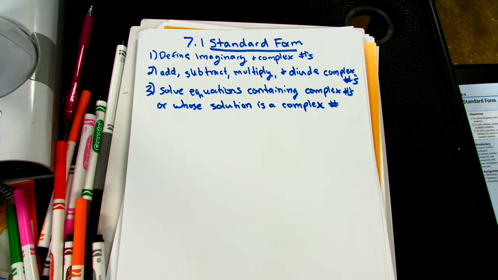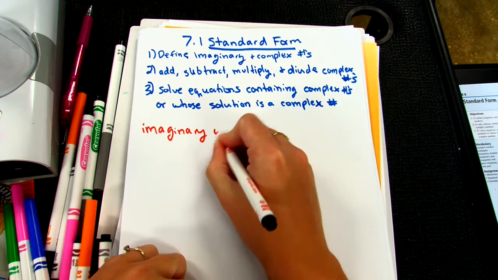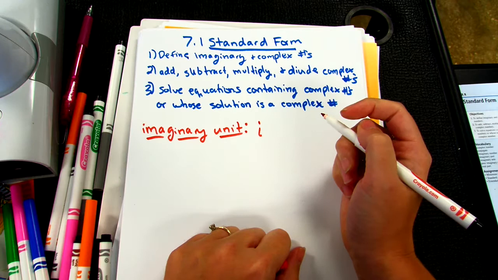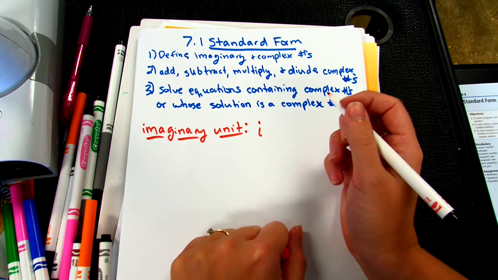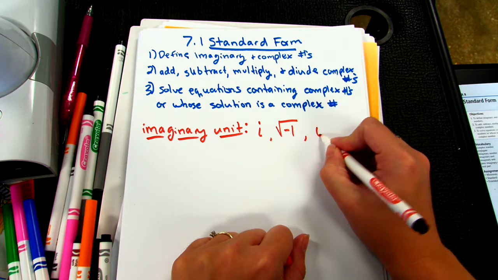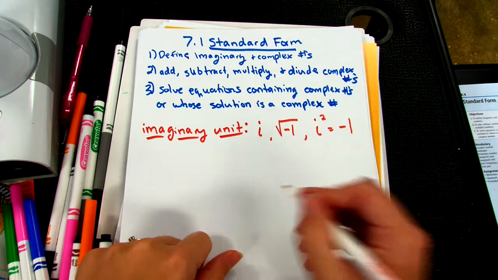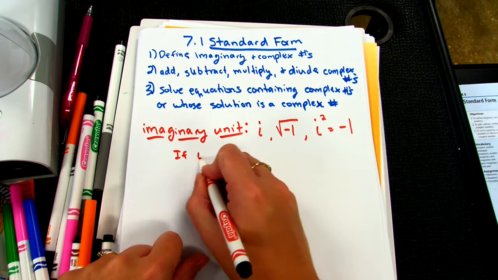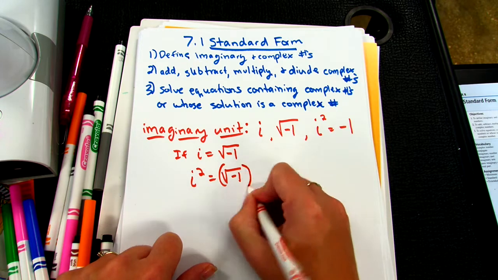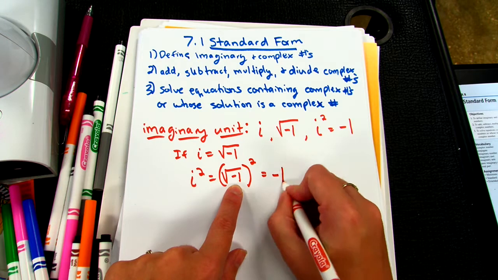So the first thing I want to review with you is, what is an imaginary unit? An imaginary unit, which we call i, is when you get the square root of -1. And it just so happens that i squared is equal to -1. And remember, we learned that the reason i squared is equal to -1 is because if i is equal to the square root of -1, that means i squared is the square root of -1 squared. And when you have a square root and a square, those cancel, leaving you what's on the inside, which is -1.